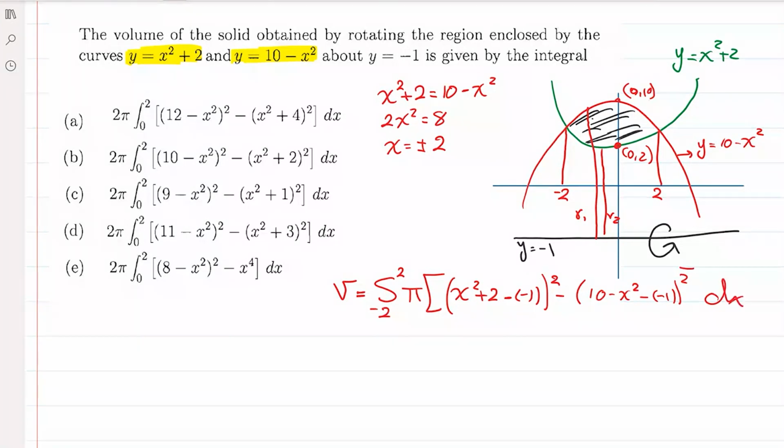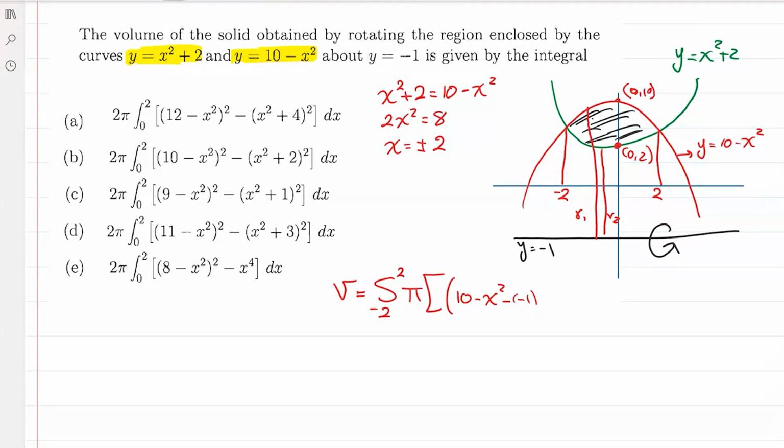Doctor, it is the opposite. The upper is y equals 10 minus x squared. Oh, yes. The upper is the red one, which is 10 minus x square. Yes, sure, sorry. So it will be 10 minus x square minus -1, all squared.